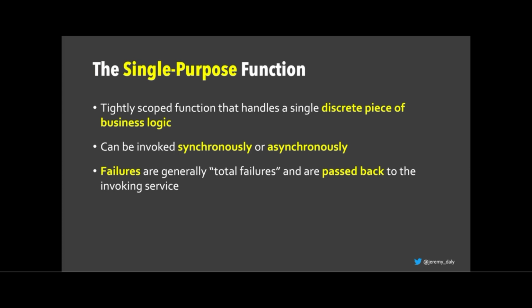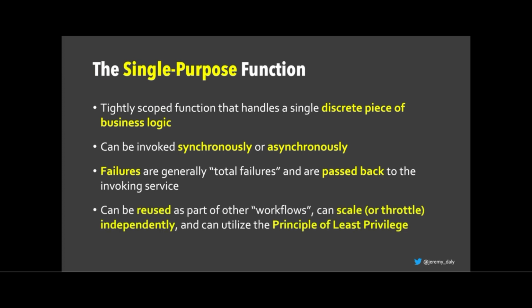So if the function fails, because the only thing it does is write something to the database, if that fails, I can fail the entire function, and I don't have to worry about other side effects that I might have to go and clean up. And these then can get passed back to that invoking service. So what's great about this is that these functions can be reused as part of other workflows. You can scale or throttle them independently, which is important.